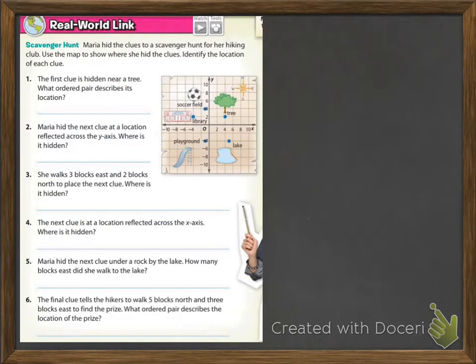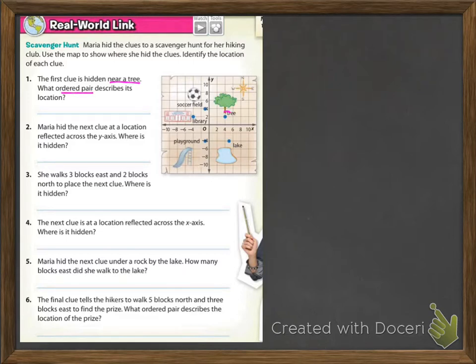On the real world link, it says Maria hid the clues to a scavenger hunt for her hiking club. Use the map to show where she hid the clues. Identify the location of each clue. So here it says the first clue is hidden near a tree. Okay, so we're going to underline near a tree. What ordered pair describes its location? So they're asking for the ordered pair that's near a tree.